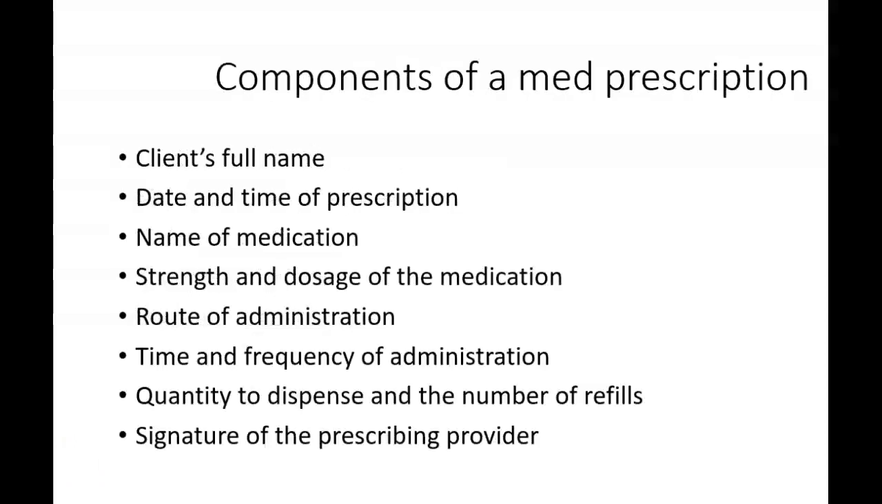You should be able to recognize if a medication prescription is complete, and if not, you should be able to know what's missing so that you can obtain that from the prescriber. A medication prescription needs the client's full name, date and time of the prescription, name of the med, strength and dose of the med, route of administration, time and frequency of administration, quantity to dispense, and the number of refills, along with the signature of the prescribing provider.